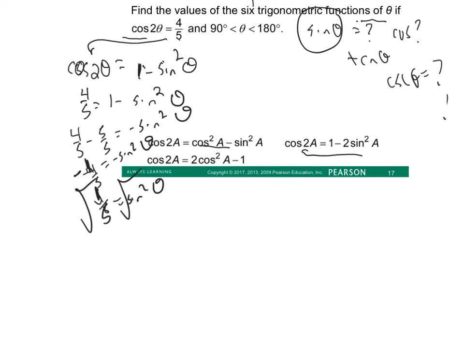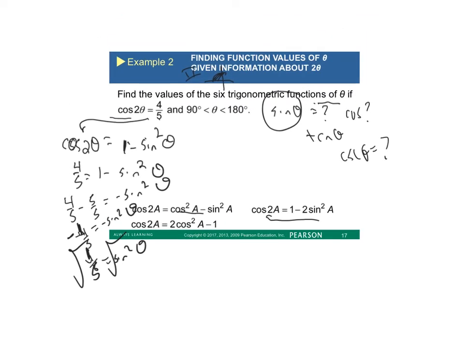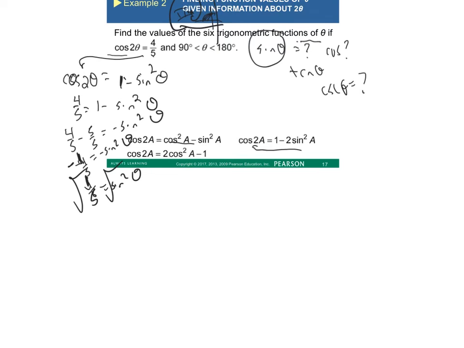but sine in this quadrant, in quadrant 2, is positive. So I only want the positive one. So sine of theta is the square root of 1/5, which is 1 over the square root of 5, which is square root of 5 over 5. That's if I rationalize the denominator. So now that I'm on a roll, to get the cosine of theta, I'll use this identity.